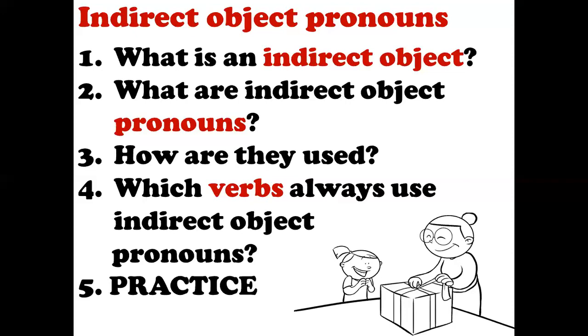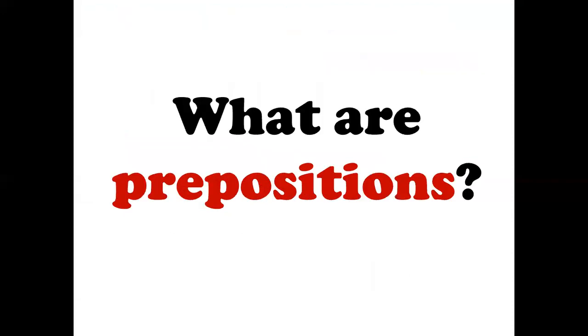Which verbs always use indirect object pronouns? There's a handful of them. You can find some more poetic, less used verbs online that follow that rule. For your sake, gustar, doler, encantar, faltar, interesar, and a few others will be the ones you use. And we did a little practice. So the next video that we're planning to do in this chapter, what are prepositions? Watch the video again if you need to continue to review this.